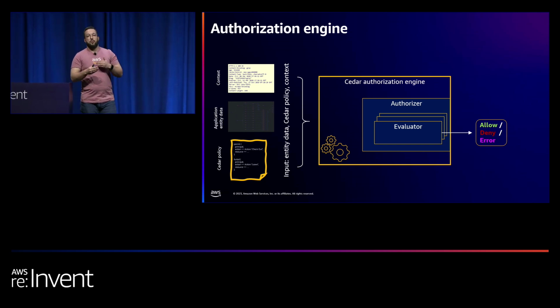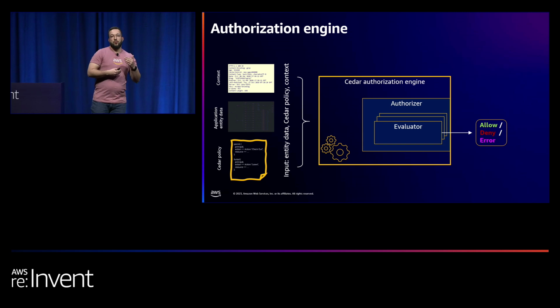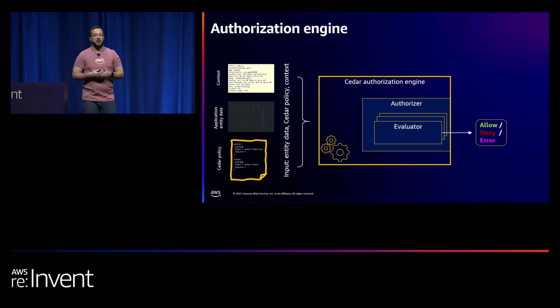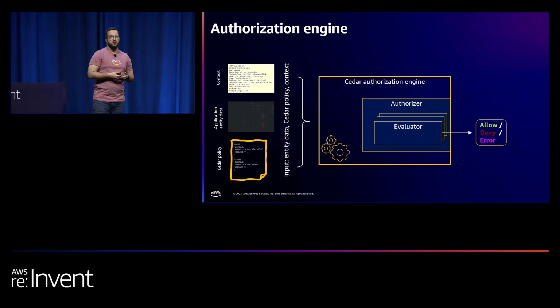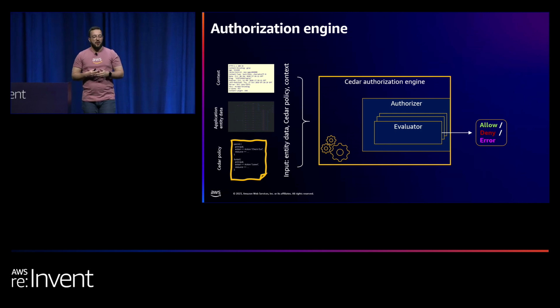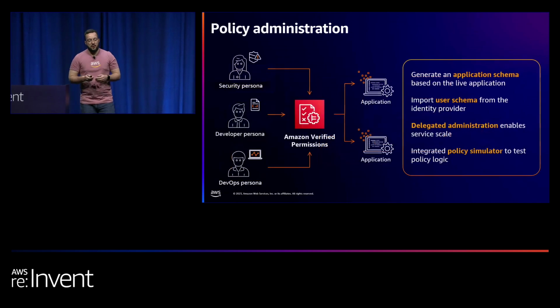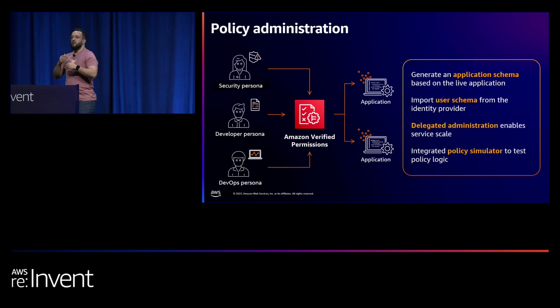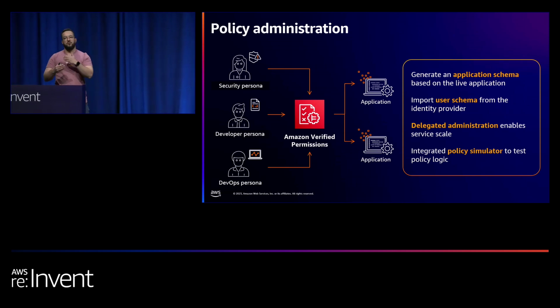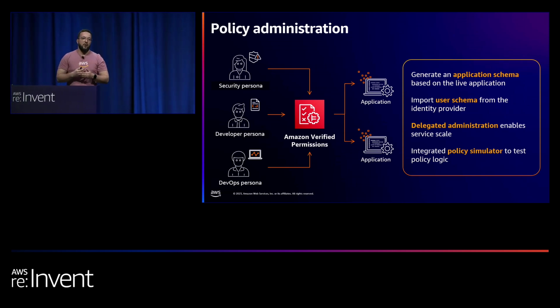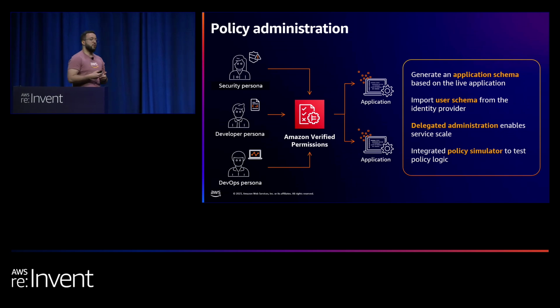And speaking about performance, as I told you, Cedar is written in Rust, and Amazon Verified Permissions uses Cedar underneath. That's why typical requests, even handling hundreds of policies and thousands of entities, are evaluated in under a single millisecond. So Cedar provides you the policy language, the ability to define the schema, and also the evaluation engine.